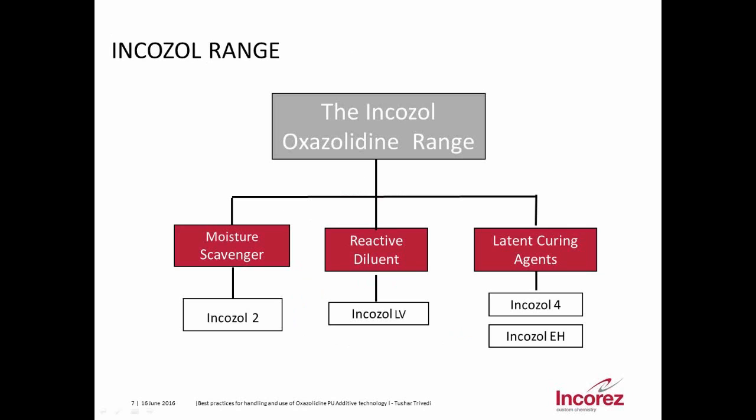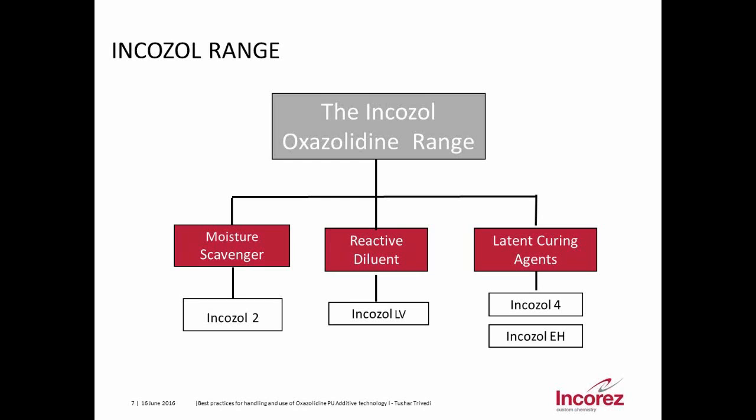So now let's see which products are in our range. Well, we have in total 4 oxazolidine products. First of all, let's start with INCOZOL 2. INCOZOL 2 is a mono-oxazolidine and is only recommended as a moisture scavenger, particularly in two-component high solid top coat systems. Whereas INCOZOL LV is a bis-oxazolidine and has 4 functionalities.